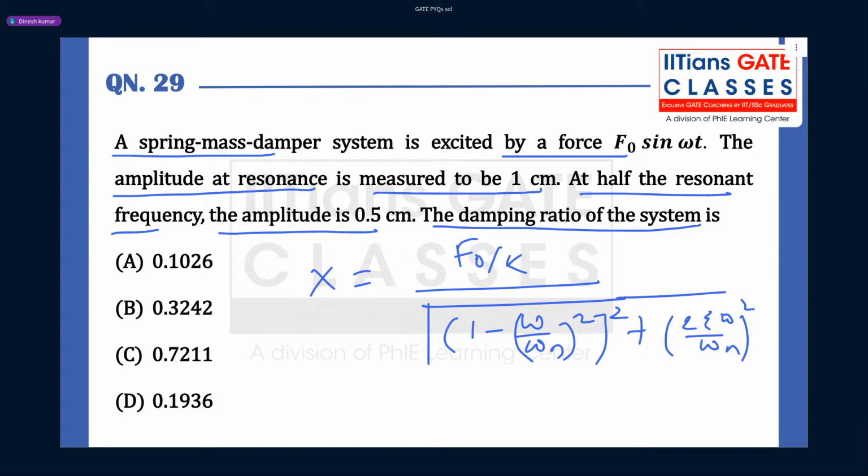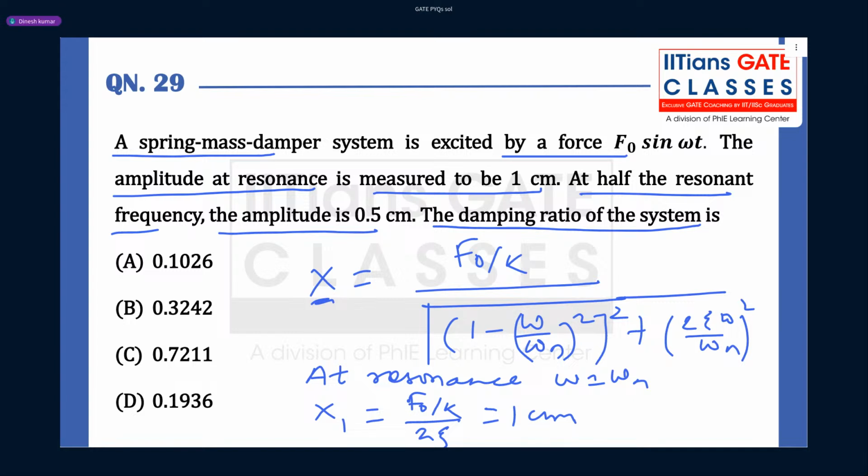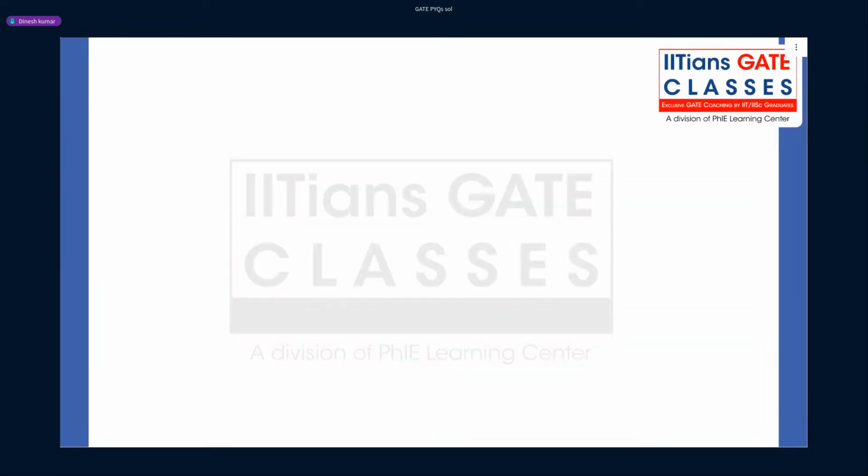Now they have already mentioned this amplitude x at resonance. Resonance means your omega is omega n. So your amplitude x1, which is at resonance, will become F naught by k upon 2 zeta, and it is given as 1 centimeter.